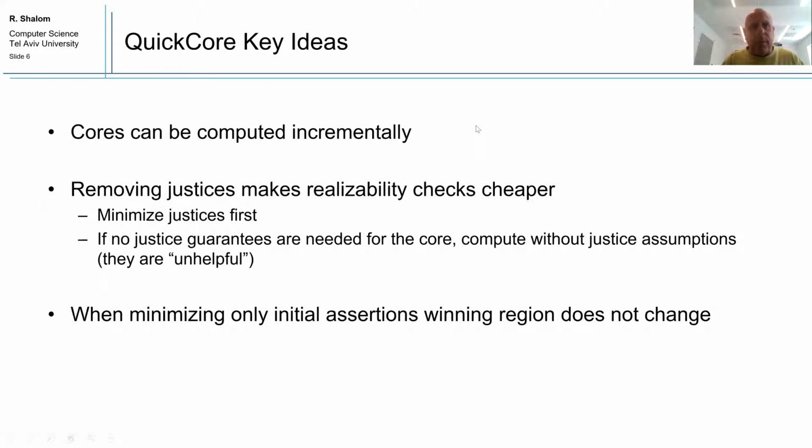The QuickCore algorithm is based on 3 key ideas. The first idea is that cores can be computed incrementally, group by group of guarantees. The second idea is that removing justices makes realizability checks much cheaper, which means that we would like to remove as many of them early on in the computation. The third idea is that when minimizing only initial assertions, the winning region can be computed only once.